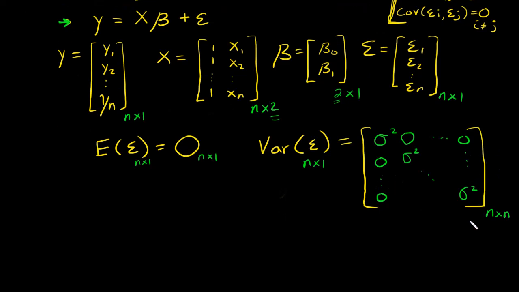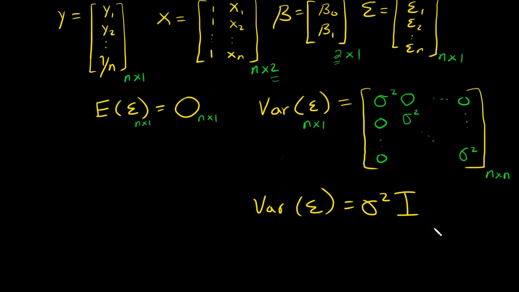And of course, we can write this much neater. We write this variance as sigma squared times I, where I is our identity matrix. Maybe you remember from your linear algebra class, I is just a bunch of ones on the diagonal and zeros everywhere else. So when we multiply sigma squared times I, we get what we see here. Also, we can use these model assumptions to find things like the expected value and variance of y.